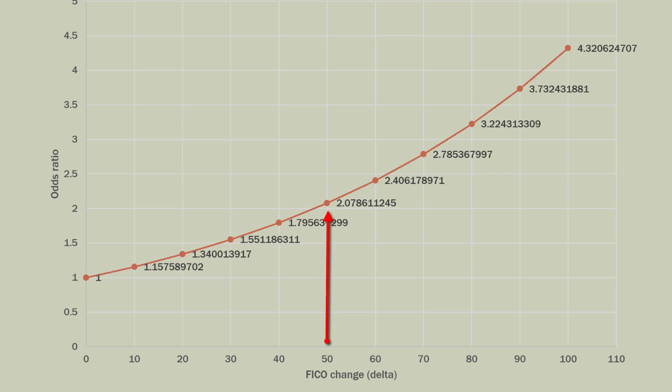Now, what about a FICO score change of 50? So we can go to the 50 change or the 50 delta down here at the bottom, and we can look over at the axis, but we have an odds ratio of 2.0786. So if our score increased 50 points, our odds increased by a factor of 2.0786, or about 107.86%. And again, we could do this for any score along the bottom. Remember, this is FICO score change from one score to the next.